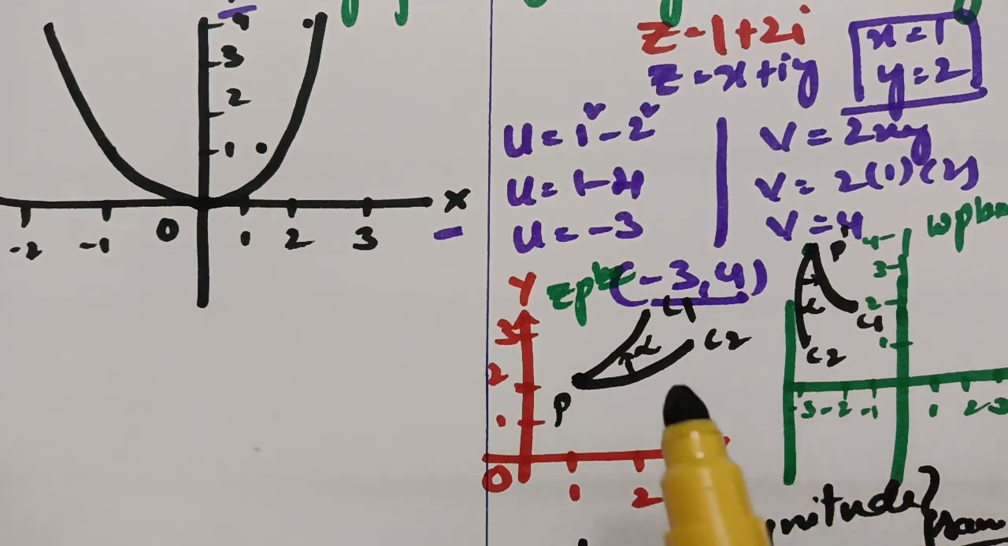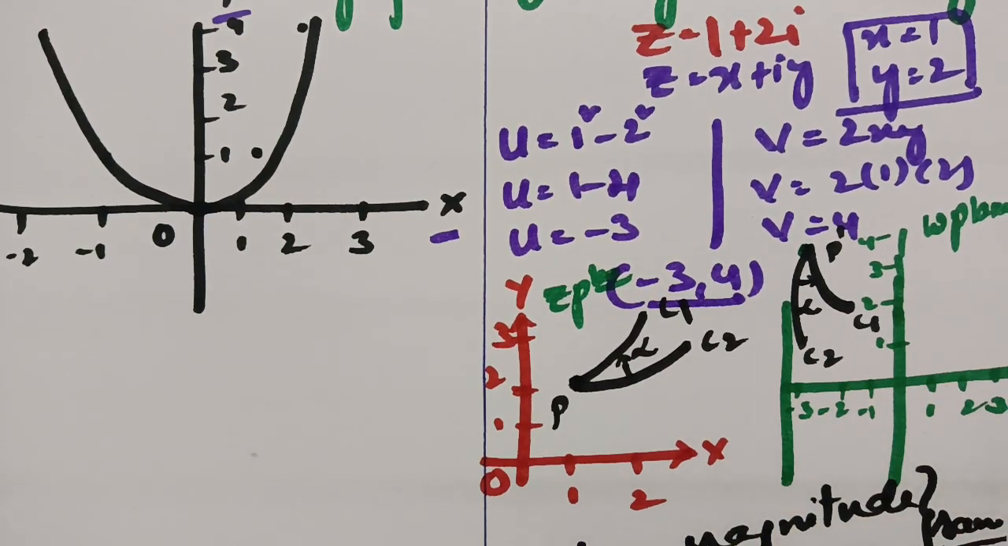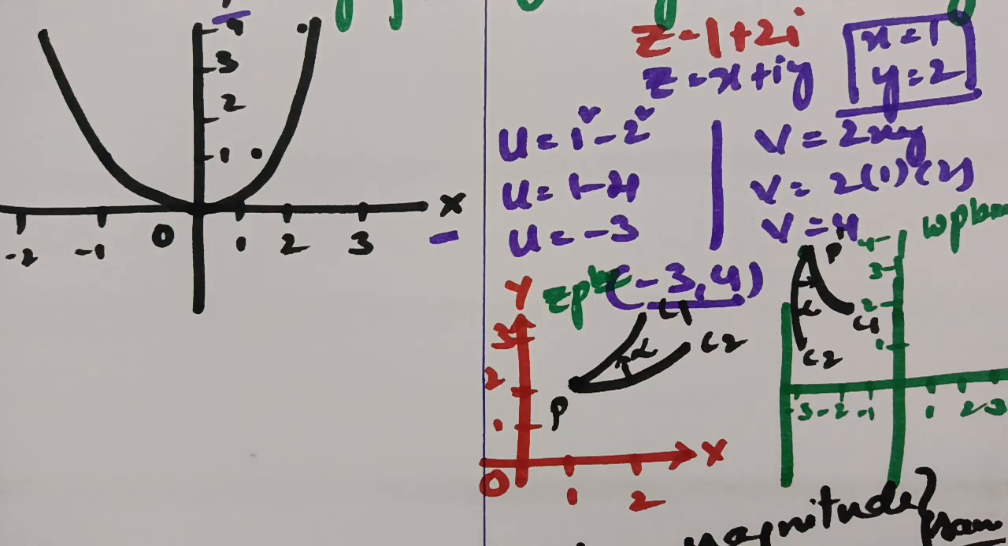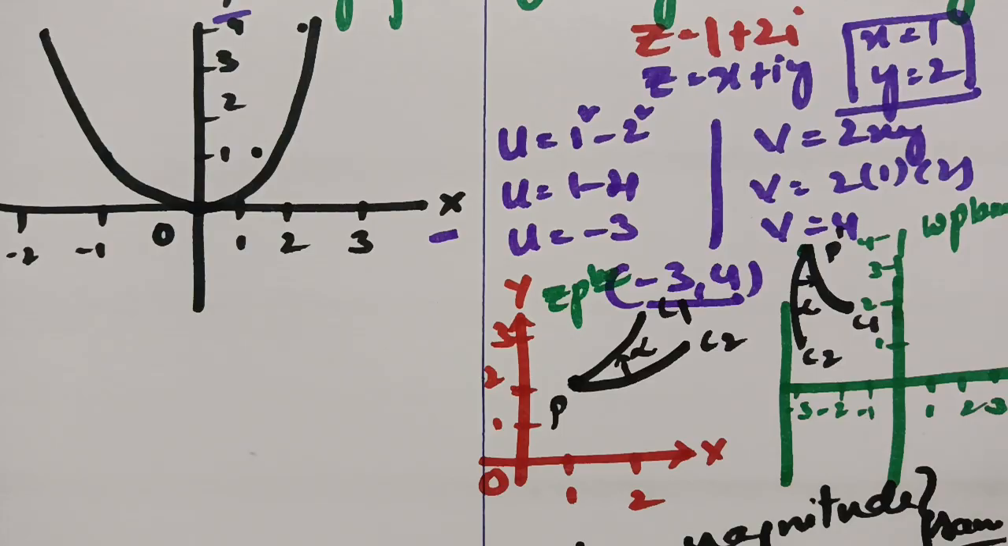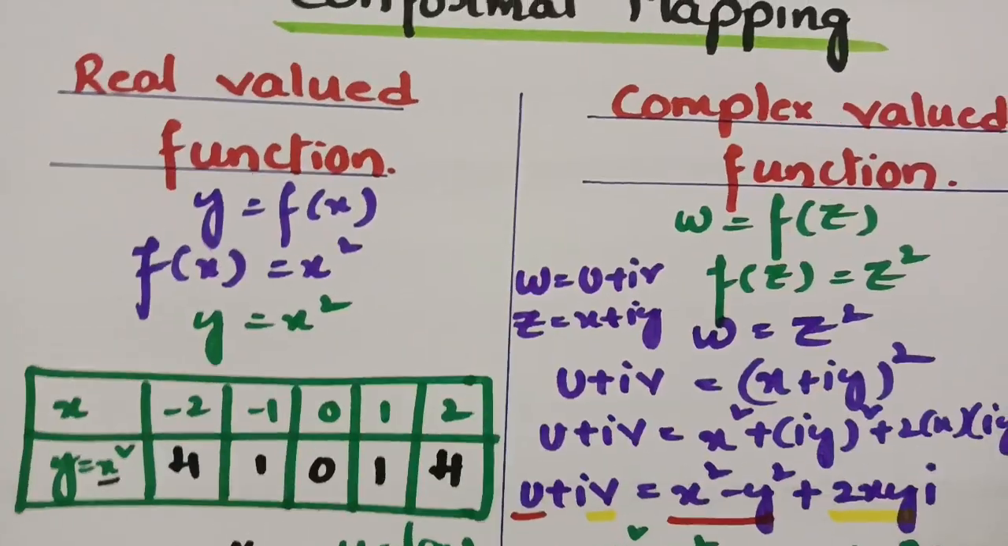If the magnitude is the same and we have a different direction, then we say that the mapping is called an isogonal mapping. So it is very easy and very understandable here.